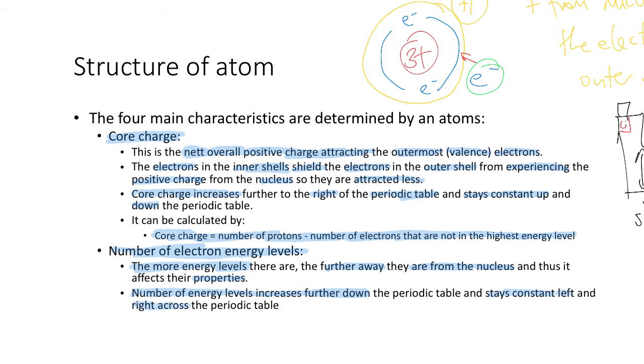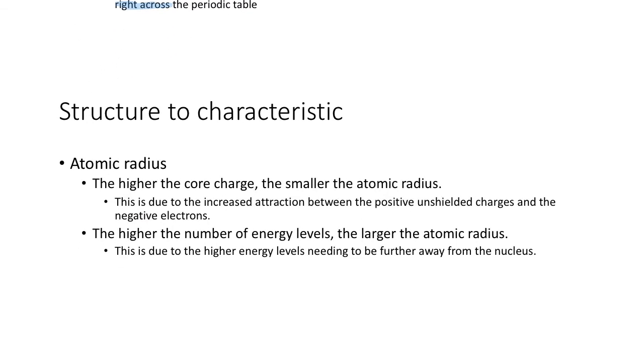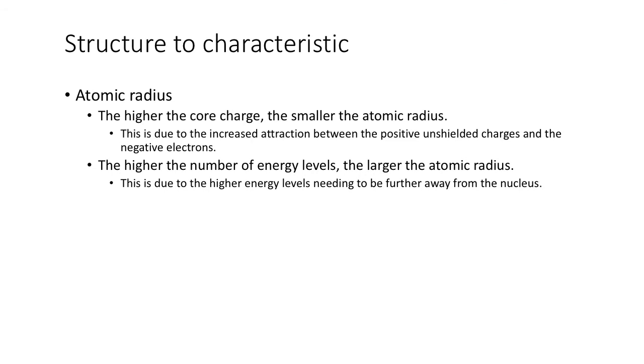Okay, so that's what we need to remember about the structure of the atom. Core charge increases towards the right, number of electron energy levels increases down the periodic table, but then they stay constant going in the perpendicular direction. Okay, so let's move on. Let's go look at how the property is affected by the structure.